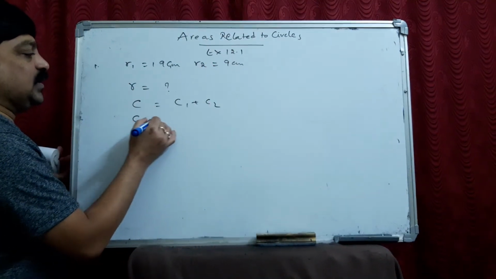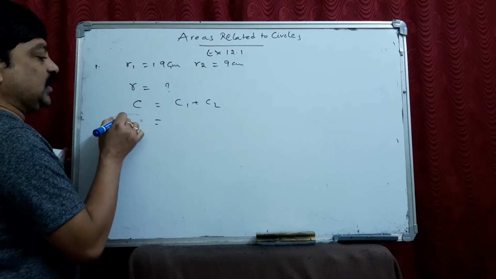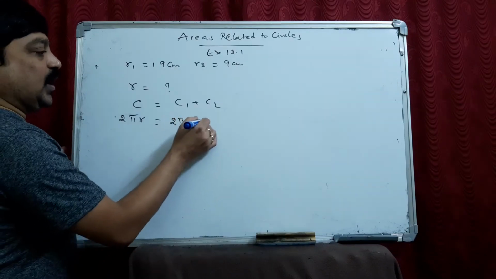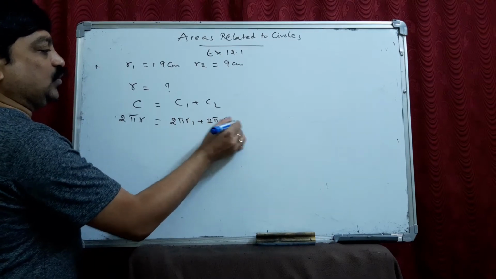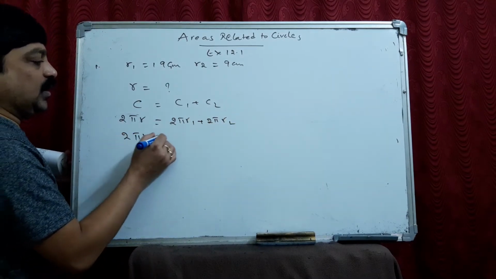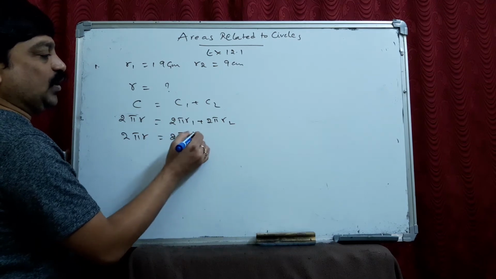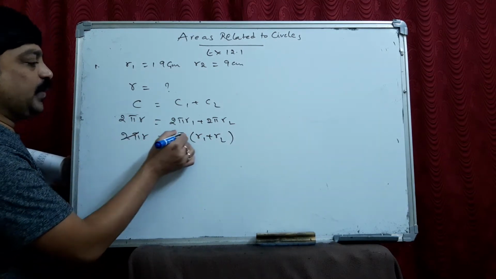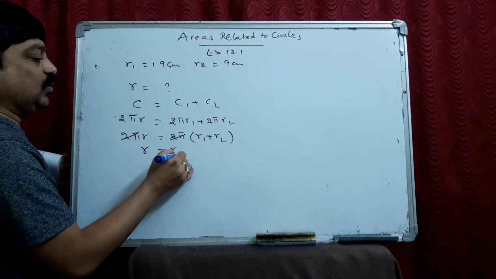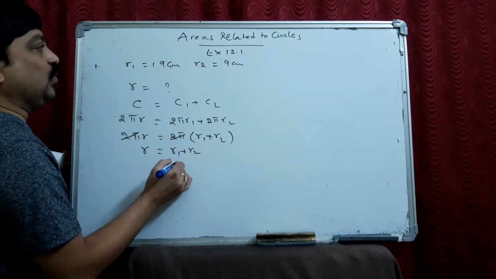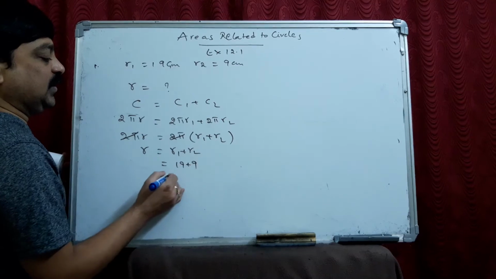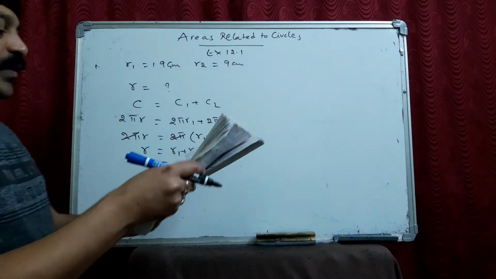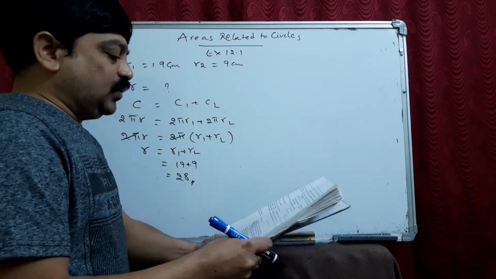That means C, the circumference of a circle, is 2 pi r. This becomes 2 pi r1 plus 2 pi r2. So 2 pi r is equal to 2 pi common, r1 plus r2. 2 pi gets cancelled, so r is equal to r1 plus r2, that is 19 plus 9, which is equal to 28.